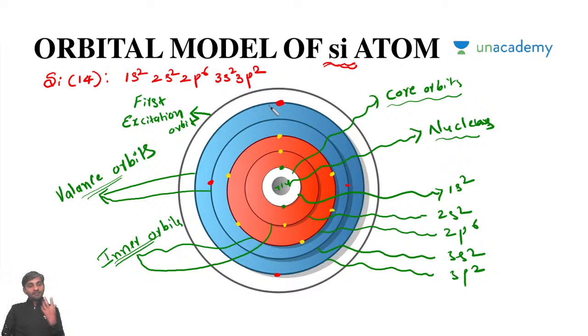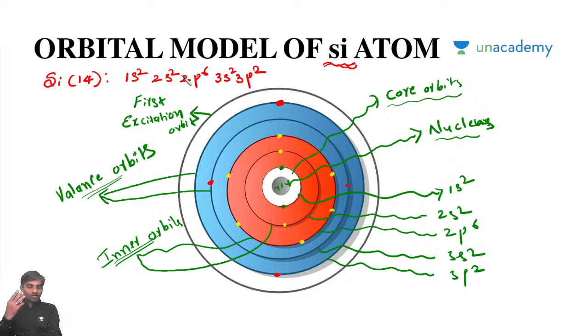If the electron gets more energy, then it will revolve around the nucleus in another orbit called the second excitation orbit. This is very important. First excitation orbit, second excitation orbit. So this is the orbital model of silicon.